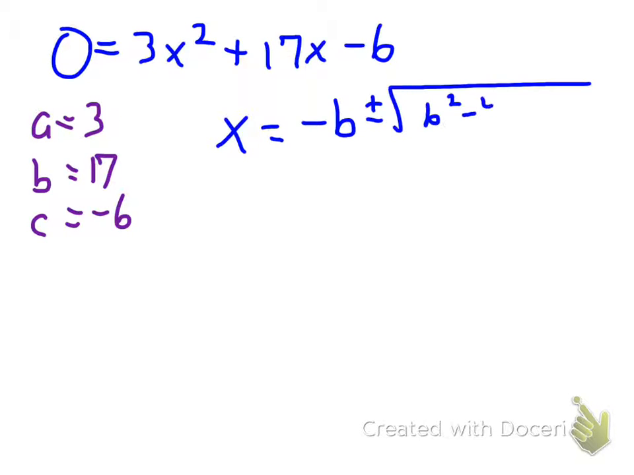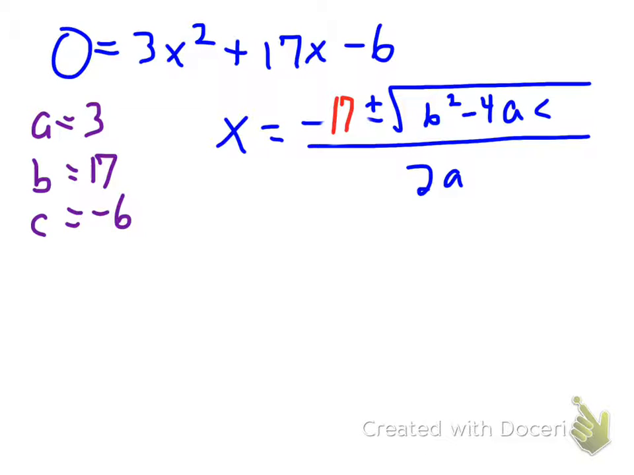Putting in my quadratic formula, opposite of b, plus or minus the square root of b squared minus 4ac, I'm going to substitute those values in. My b value is 17, so now I have the opposite of 17. I have b squared, so now that's 17 squared. I have a negative 4 times a, and my a value is 3. And my c value was negative 6. In the denominator, I have 2 times my a value.